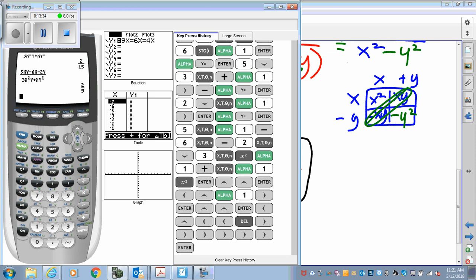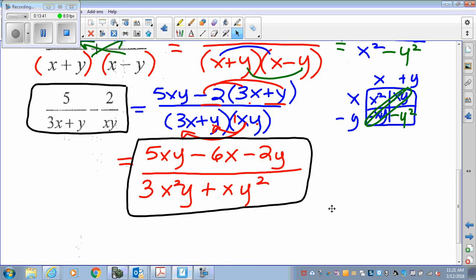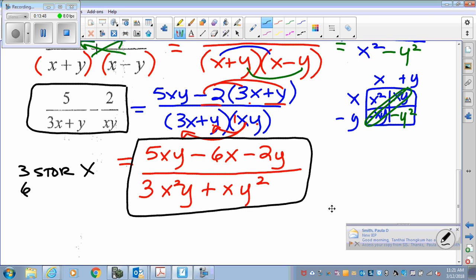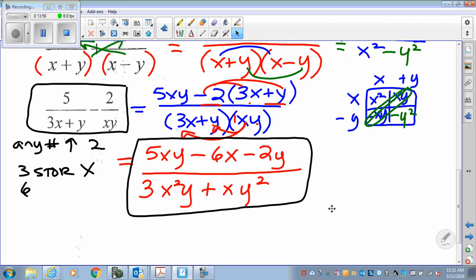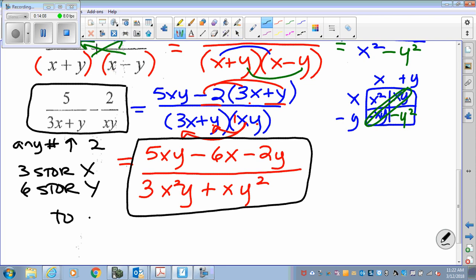So we did do it right, okay? We did do it correctly. Our original answer was the same, so you just store 2 values. Right, so what did we do? We did 3 store x, and then we did 6, and you can pick any number greater than 2. And then 6 store y. Okay? And you can always check. That's how we check our answers.